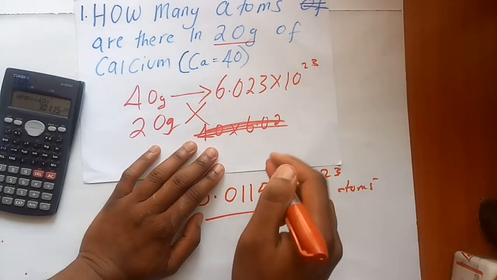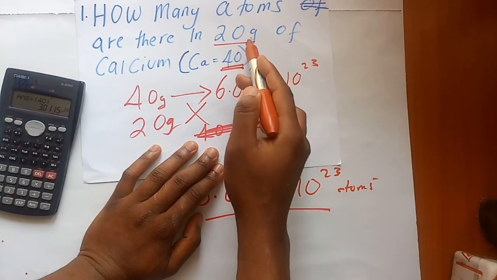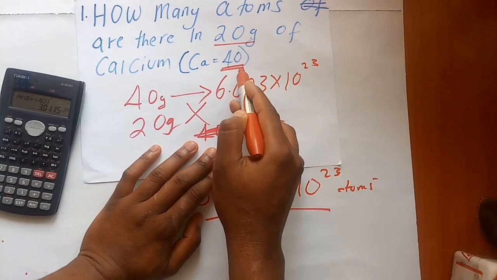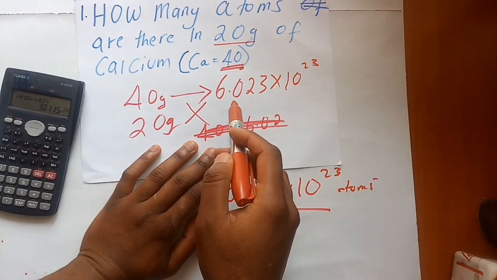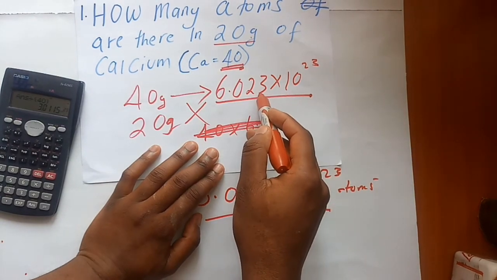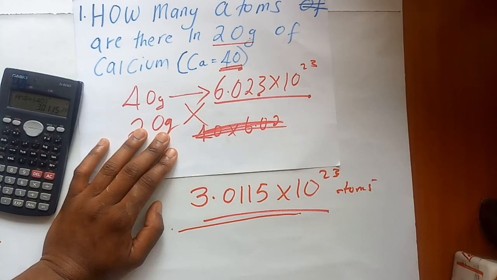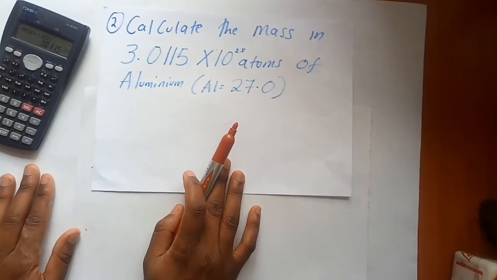And you can see that if 1 mole of calcium has 40 grams, 20 grams is half the mass. Therefore, the number of particles will also be half the number of particles in 1 mole. So half of 6.023, you'll get exactly this. We have another question here.